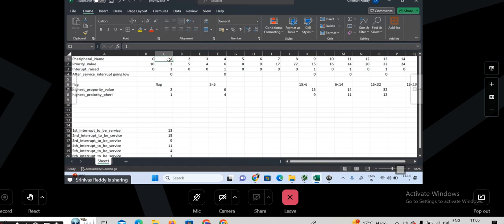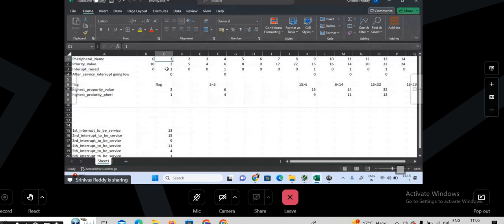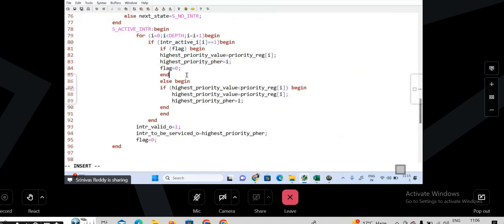14, it is comparing with what? Now it is 6. 6 is less than 14, right? Do you understand? Now it will take its value and the index value of the peripheral name. Similarly, like this, it keeps comparing and gets the highest priority peripheral. Did you understand this logic here?